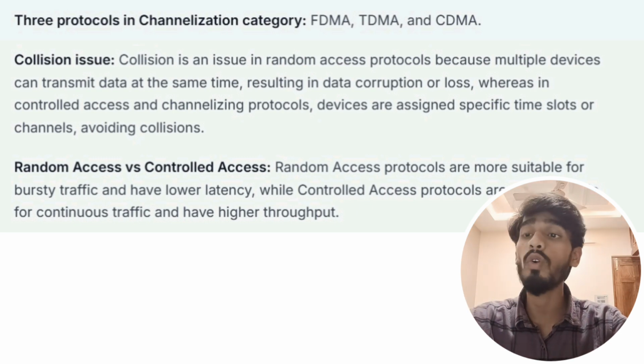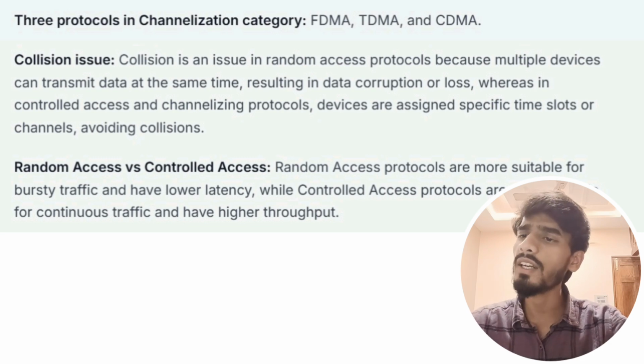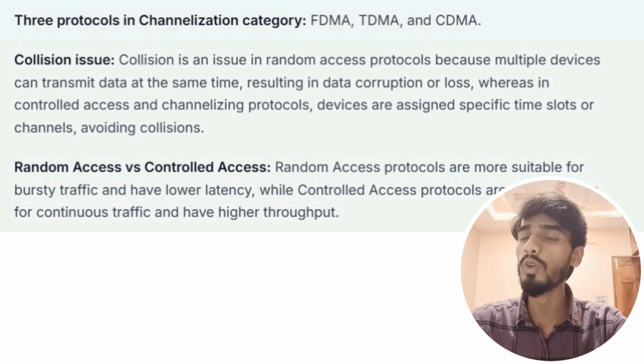Next, what is collision issue? Collision is an issue in random access protocols because multiple devices can transmit data at the same time, resulting in data corruption or loss. Whereas in controlled access and channelizing protocols, devices are assigned specific time slots or channels, avoiding collisions.